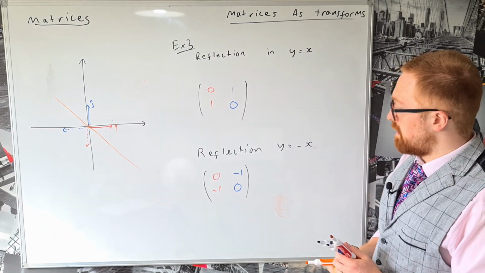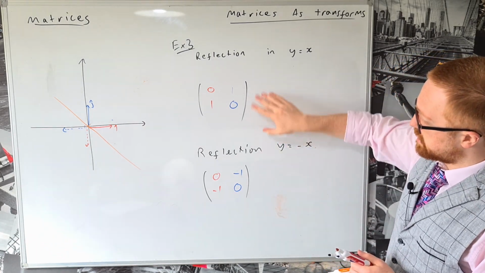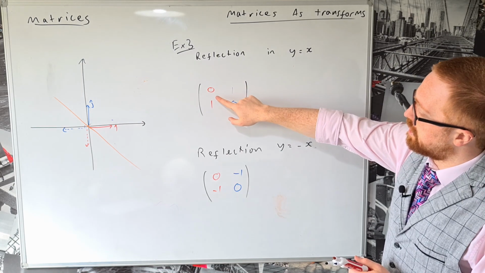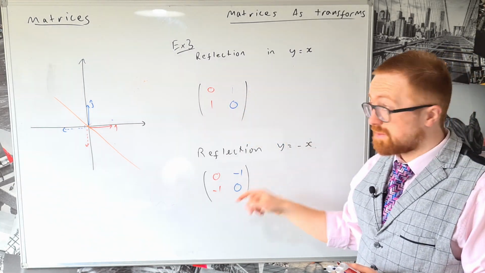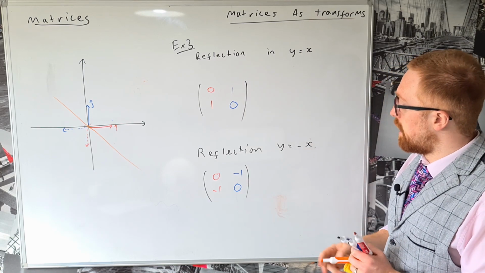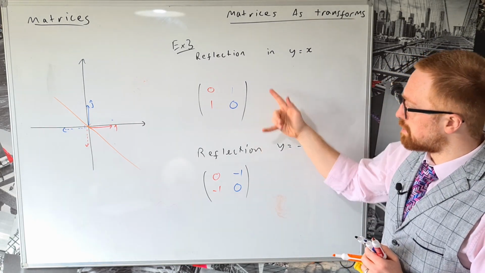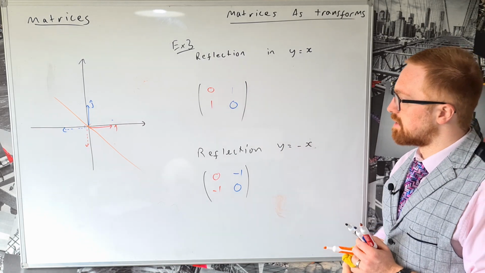So maybe you've spotted a bit of a relationship between these two things. We've got 0, 1, 1, 0, and we've got 0, minus 1, minus 1, 0. And in a later video we'll explore why this is the case.